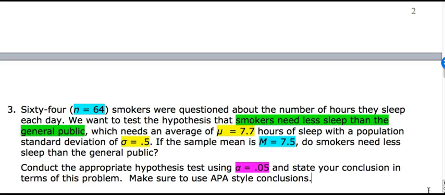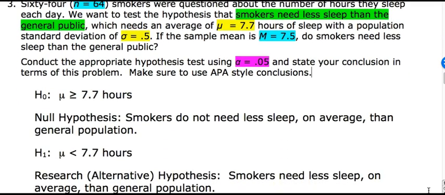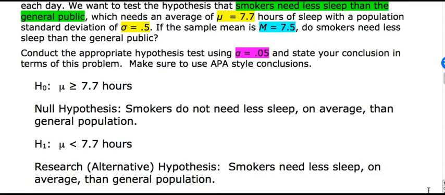All right, step 1. State our hypotheses, right? So start with the alternative. So H1 in symbols is mu less than 7.7 hours. So we're now on the left side of the distribution. And our null, H0, is mu greater than or equal to 7.7 hours, which is everything else, right?